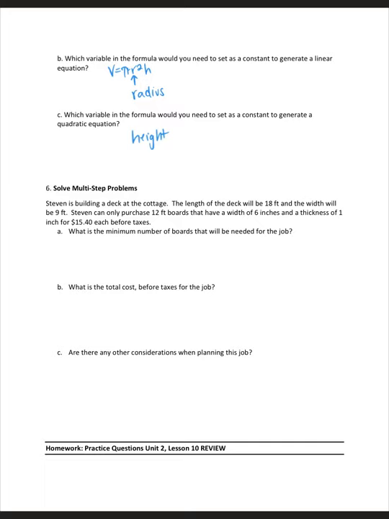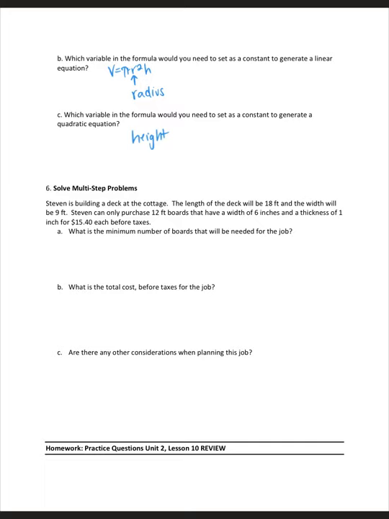Okay, finally in the review, we're going to look at solving a multi-step problem, pulling together lots of the things we've talked about with polynomials, as well as some real-life application. Stephen is building a deck at the cottage. The length of the deck will be 18 feet, and the width will be 9 feet. Stephen can only purchase 12-foot boards that have a width of 6 inches and a thickness of 1 inch for $15.40 each before taxes. What is the minimum number of boards that will be needed for the job?